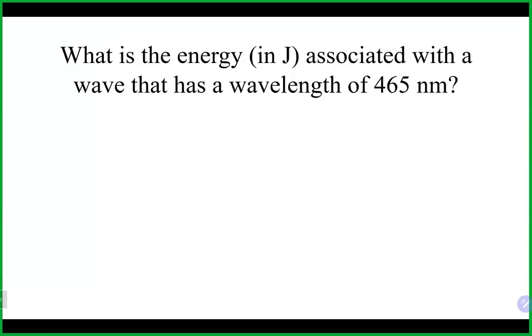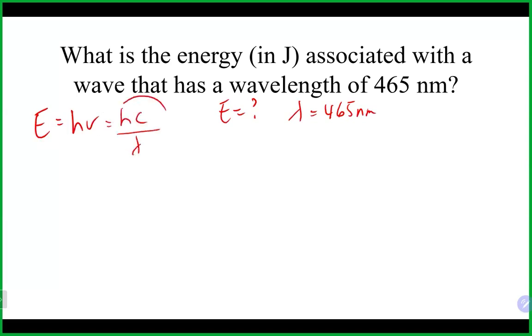So why don't we try one here? What is the energy associated with a wave that has a wavelength of 465 nanometers? Give it a go and see what you come up with. Okay, let's take a look. We are looking for our energy, and we have a wavelength of 465 nanometers. Our energy is equal to h times the frequency, which also equals hc divided by the wavelength. We want to use this version, since c over the wavelength equals the frequency, and all we have is the wavelength.